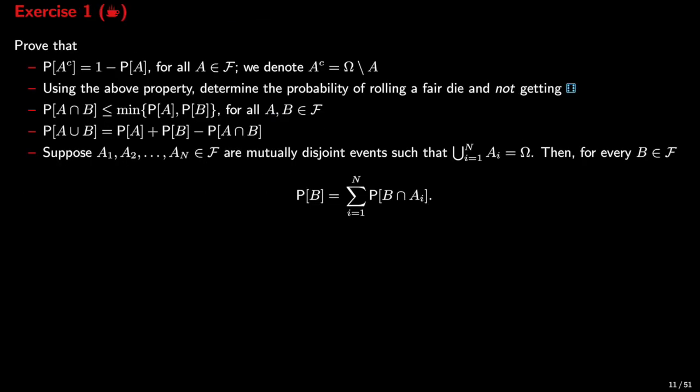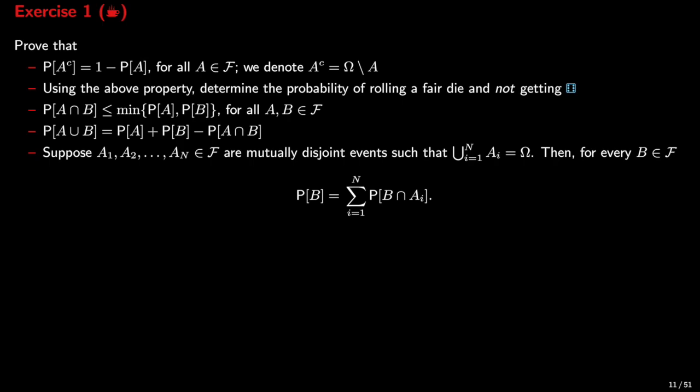Here is the first exercise you can try. You can prove that the probability of the complement of an event is 1 minus the probability of the event. So P of the complement of A is 1 minus P of A. And what is the complement? The complement is all the elements in Omega that are not in A. And to understand what this means, you can go to the second question that asks, using the above property, determine the probability of rolling a fair die and not getting 6.